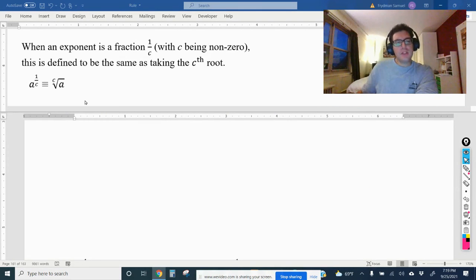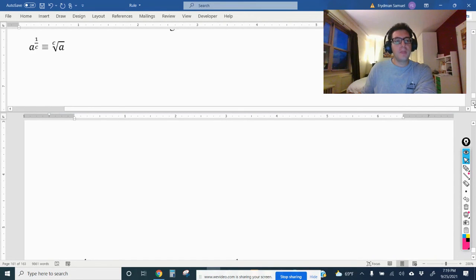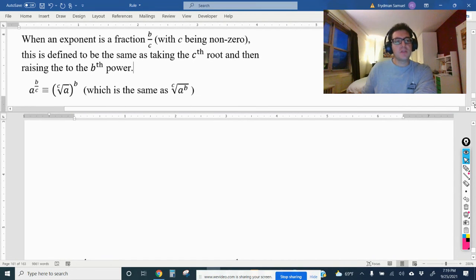So now we know what it means to have an exponent that is a fraction with a numerator of 1. But what about when the numerator is not 1? Well, here's that definition. When an exponent is a fraction, let's call it b over c, the numerator is just some number b, which might be 1, it might be some other number, and c is the denominator, which is not 0. We don't want the denominator to be 0 because dividing by 0 is undefined.